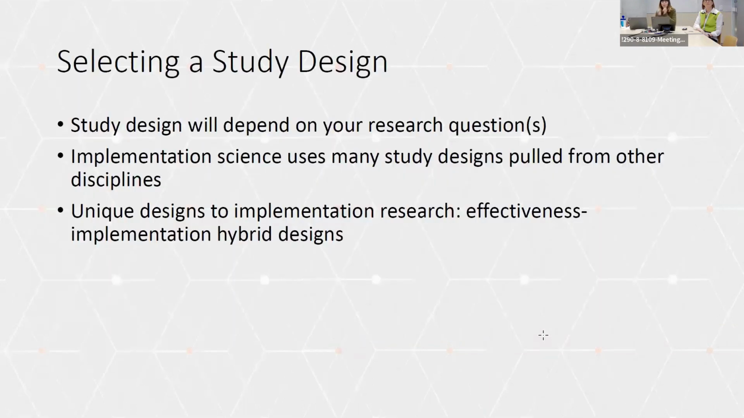All right, so when you're selecting a study design, say you're implementing your digital health technology, it's really going to depend on your research question. So what are you asking? And in implementation science, you typically are pulling from other disciplines, except for effectiveness implementation hybrid designs. Those are kind of unique to implementation science. And I will talk about those study designs later in this presentation.